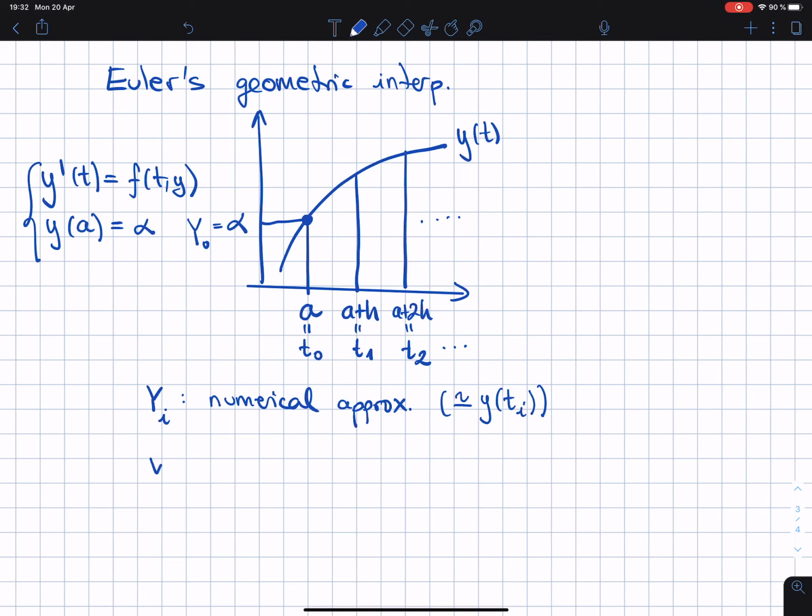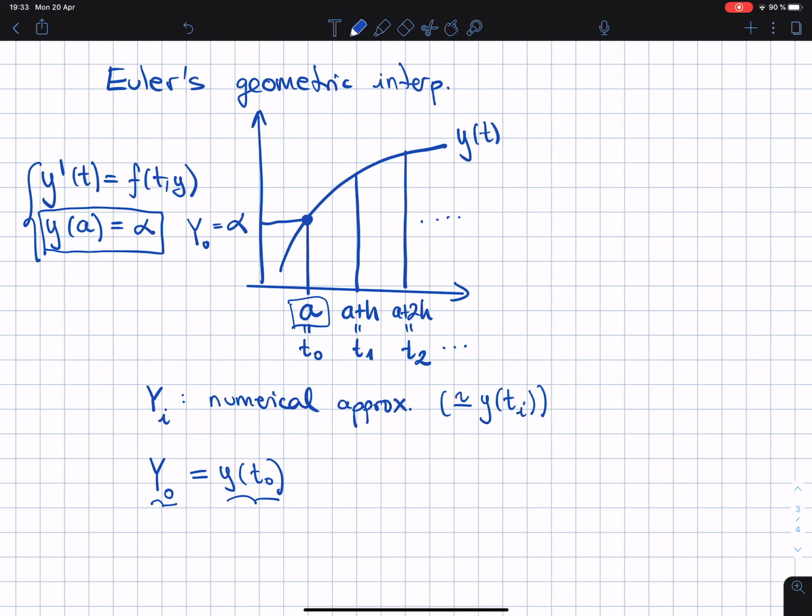So of course, for the initial point, I have the initial condition of the problem. Let's use that. So Y0 is always going to be equal to y at t0. In this case, sometimes we call it a, okay? So that's the only point, t0, where the numerical and the exact solutions are the same. Because I know the exact solution there, let's use it.